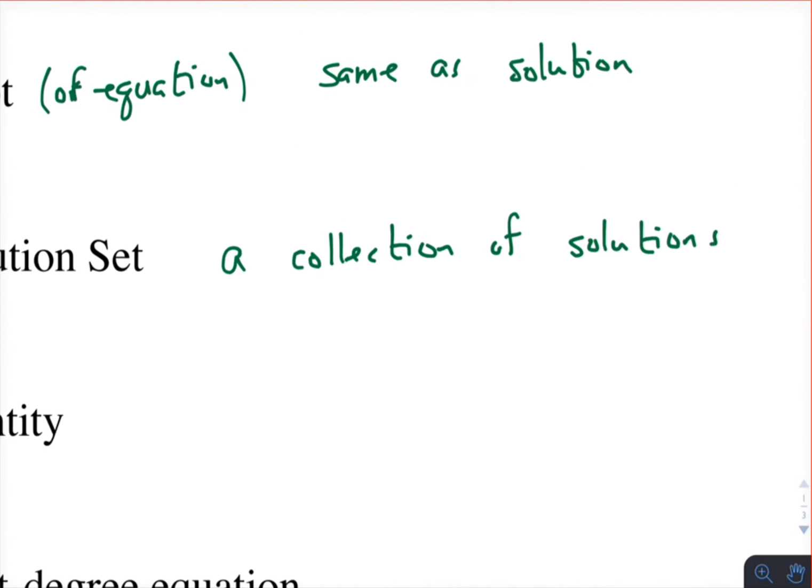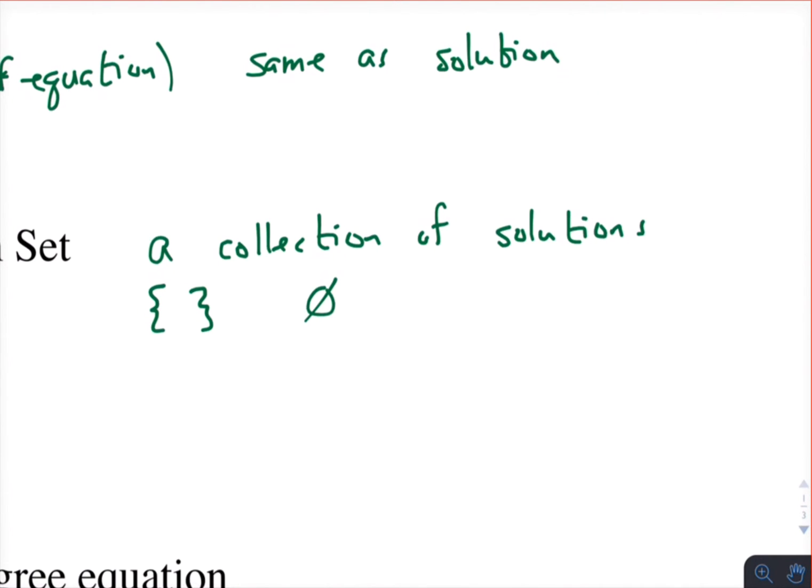And so a lot of times you might see it like that, which is the same as empty set or null set. If we've got multiple solutions, sometimes you'll see that as, 2 is a solution, -3 is a solution, 5 is a solution.